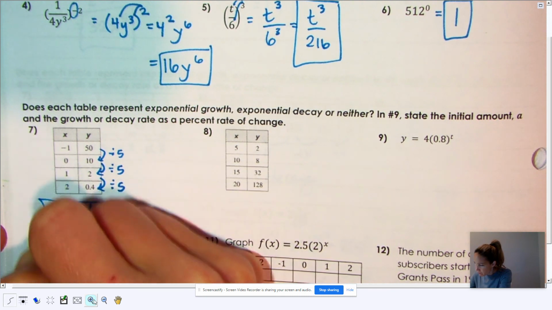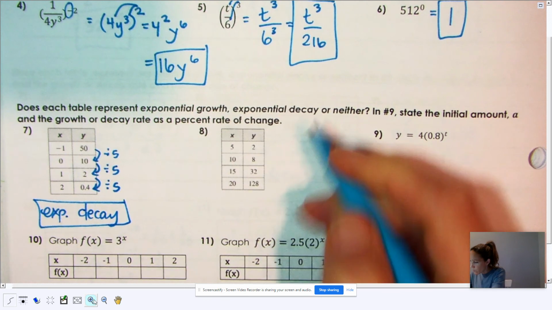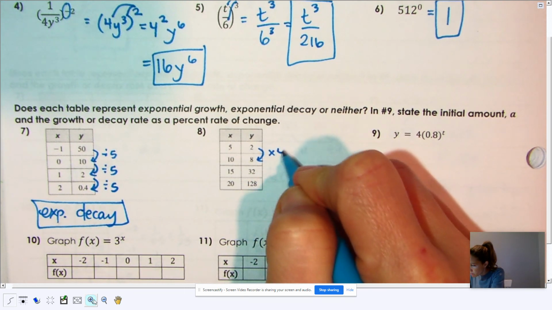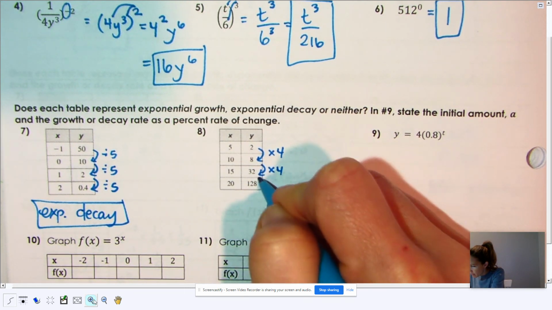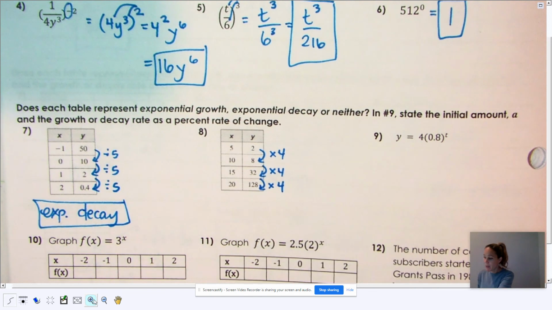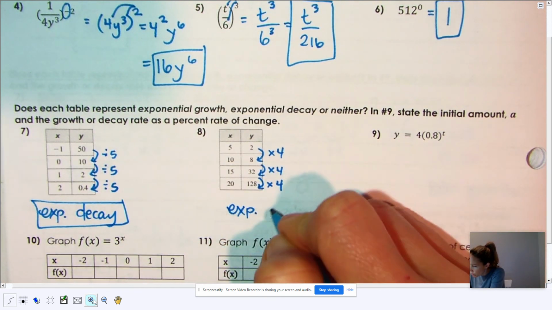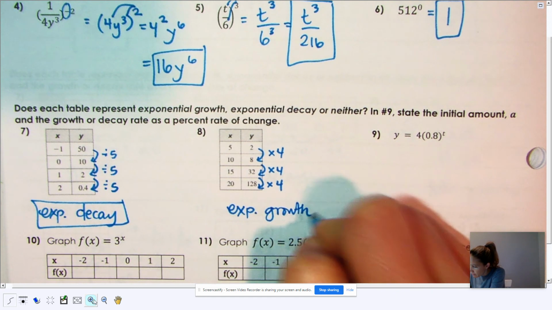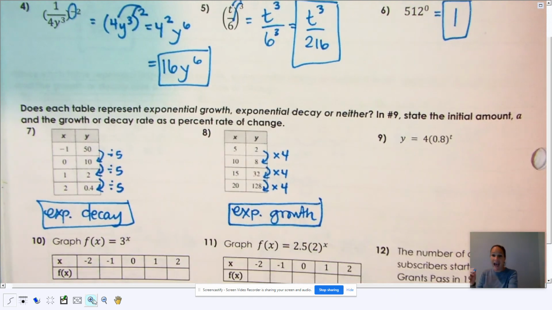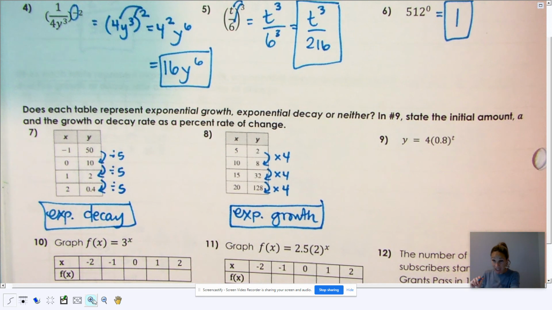exponential decay. Okay, looking at this one, we see that we're multiplying by 4 each time, and our values are getting bigger by a common ratio. And so we would say that this is exponential growth. Okay, remember that if it were adding or subtracting, that would be linear.